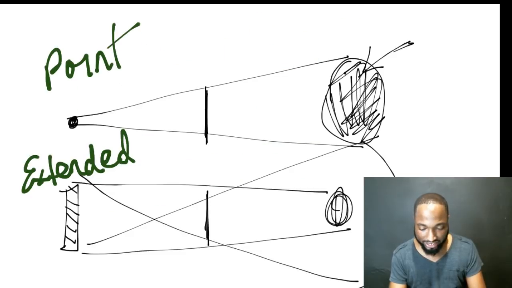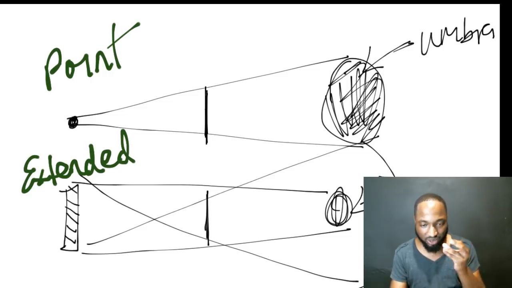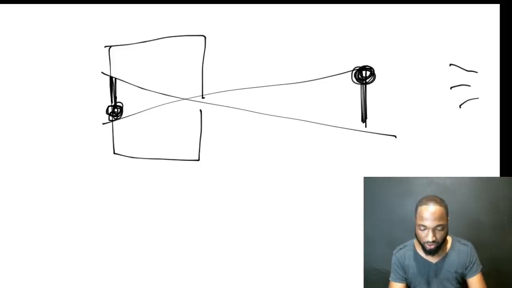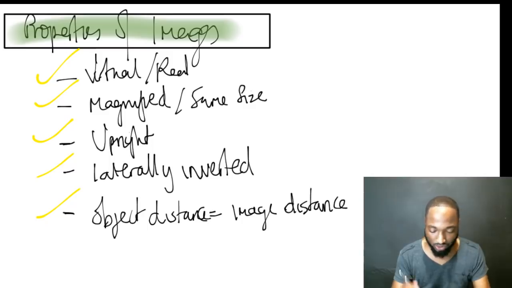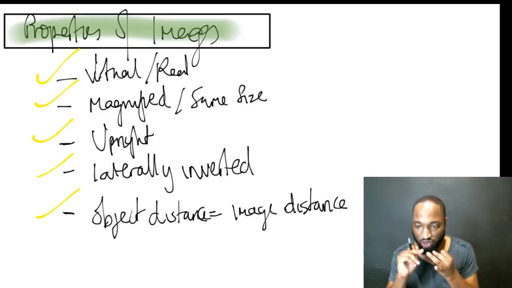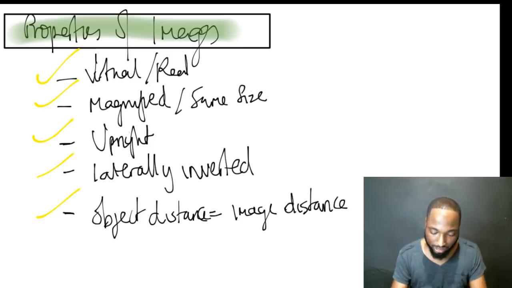Then we talked about getting shadows from a point source and an extended source. With a point source, you'll have sharp shadows, a big umbra with a very small penumbra. With an extended source, you'll have a large penumbra, meaning the shadows are softer, right? And that's better for different settings. And then we talked about the pinhole camera. We talked about how to describe an image, whether it be virtual or real, magnified, same size, upright, laterally inverted, or whether the object distance is equal to the image distance.